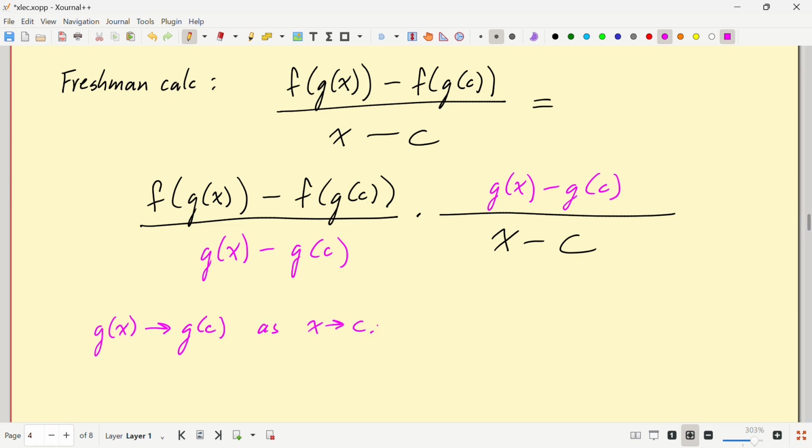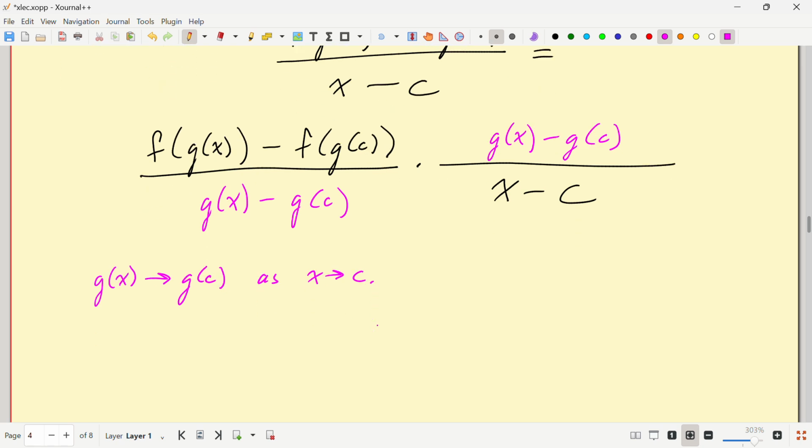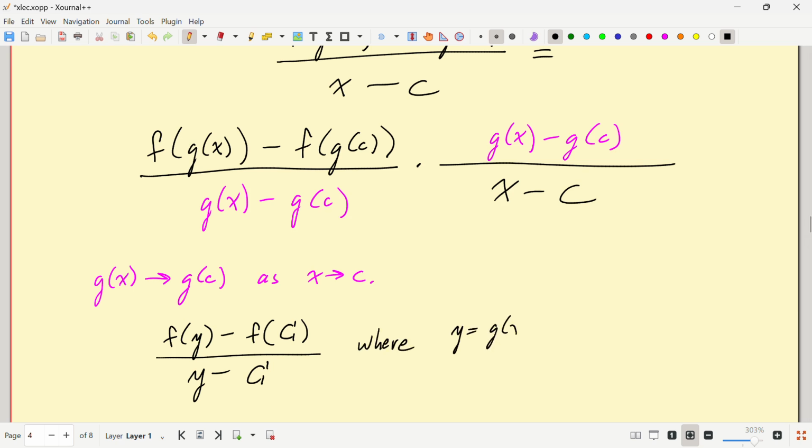So that's going to look like a difference quotient, f of y minus f of capital C over y minus capital C, where y is equal to g of x and capital C is equal to g of little c. Okay, so the y would tend to the capital C as x tends to c. And that would make the chain rule pop right out.